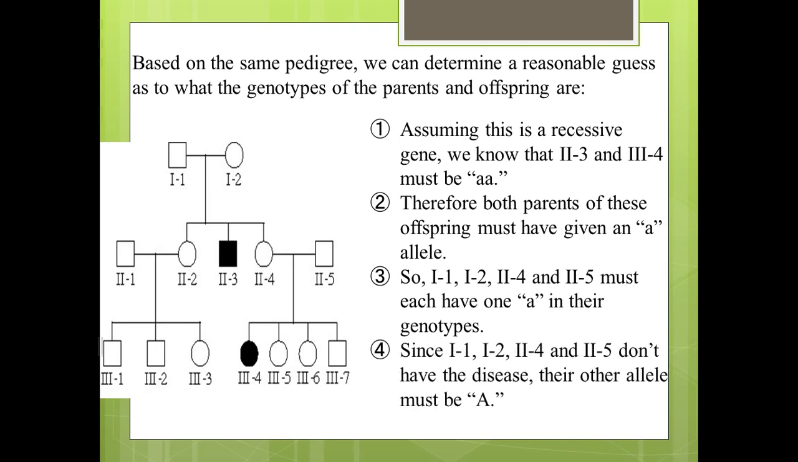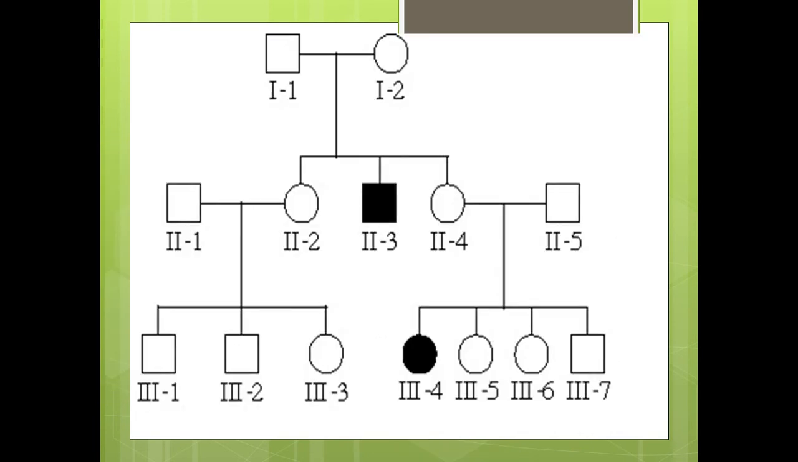And number 4, since those 4 parents don't have the disease, their other allele must be a capital A. Since they show the dominant trait, they must have at least one dominant allele. And lastly, all the rest of the people in the pedigree could either be homozygous dominant or heterozygous. So let's take a look at what I actually mean.